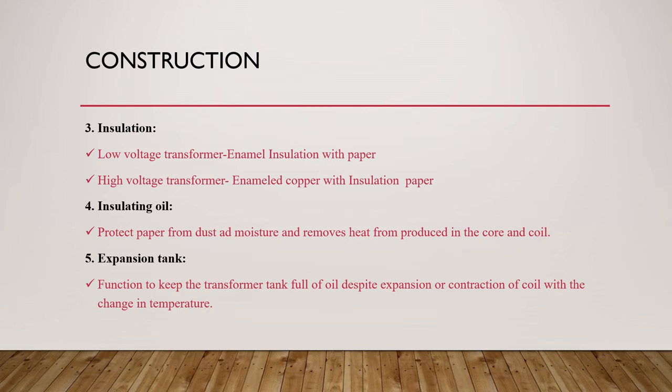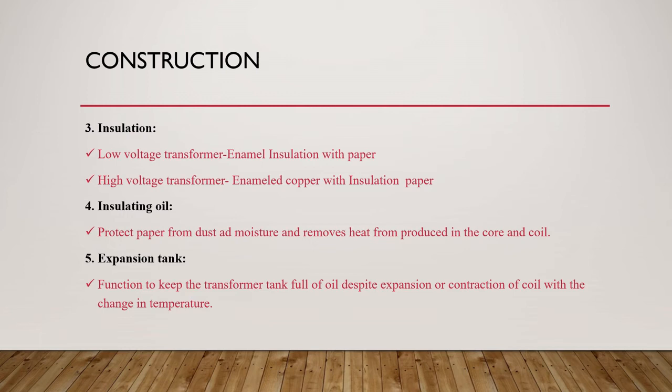Then about the insulating oil. The oil used for the transformer protects the paper from dirt and moisture and removes the heat produced in the core and coils. It also acts as an insulating medium. The oil must possess the following properties: high electric strength, free from inorganic acid, low viscosity, and so on.